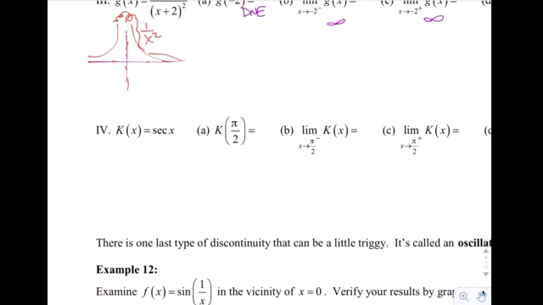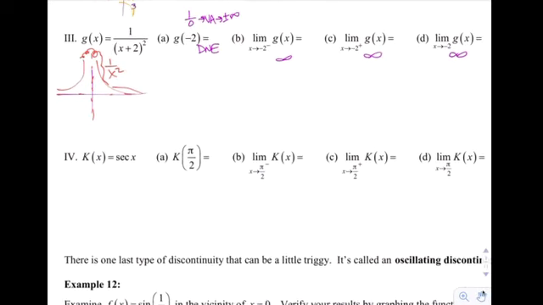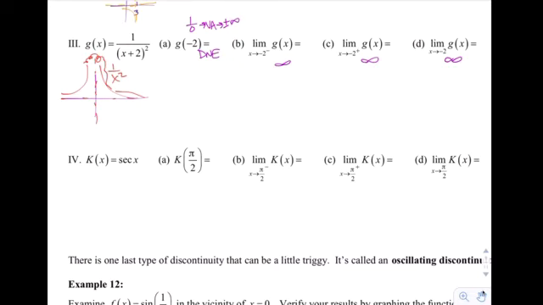So on Roman numeral 4, you got a secant of x, and you got 4 questions. Go ahead and answer those yourself. And then you can imagine the Jeopardy song playing in the background probably 4 times. I'll give you 2 minutes.